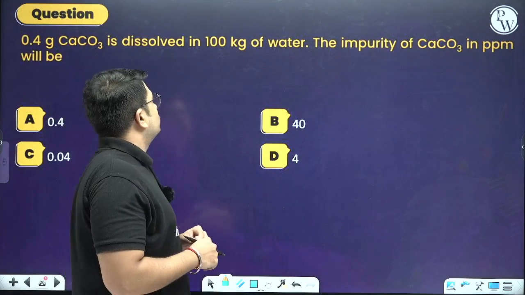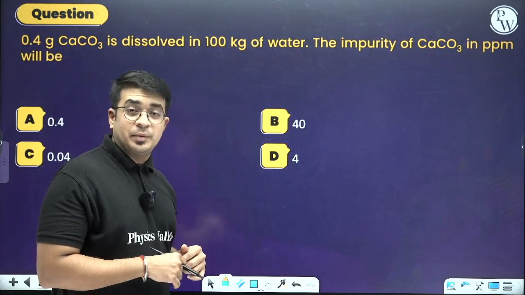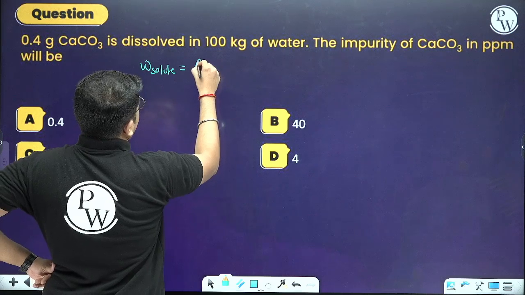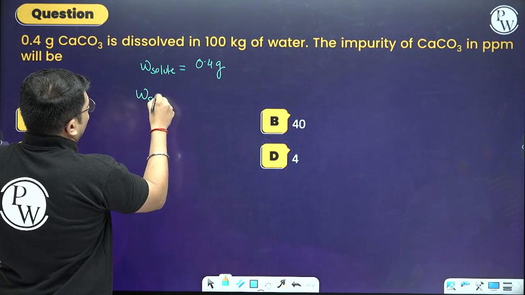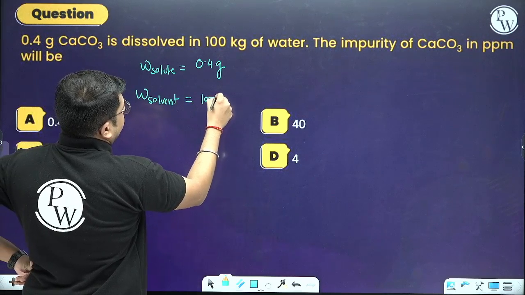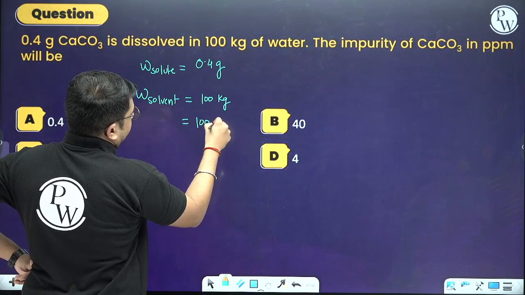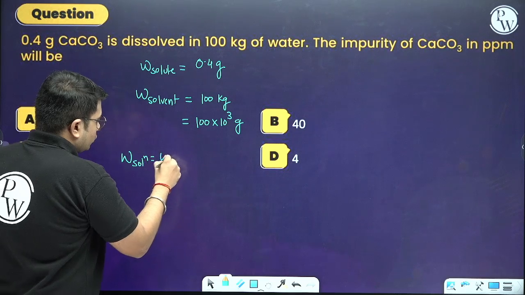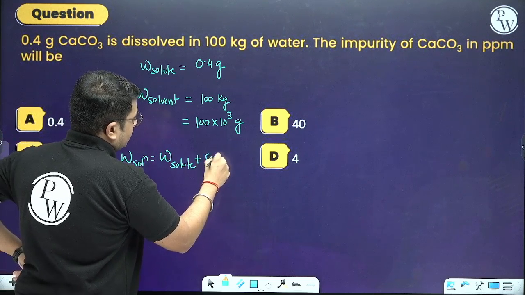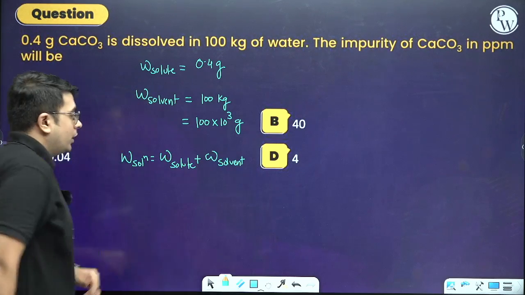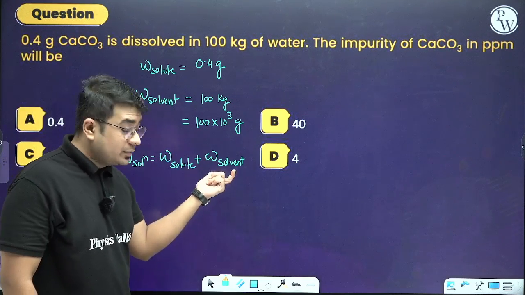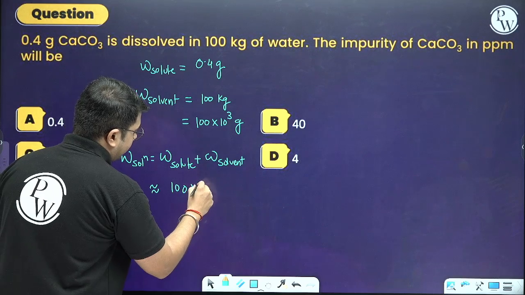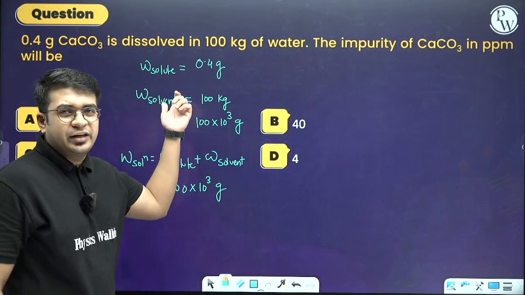0.4 gram CaCO3 is dissolved in 100 kilogram of water. The impurity of CaCO3 in ppm will be? So we know that W of solute is basically 0.4 gram. W of solvent is given, which is 100 kilogram, or I can say 100 multiplied by 10 raised to the power 3 grams. W of solution will be equal to W of solute plus W of solvent. This solute is only 0.4 gram, but the solvent is 10 raised to the power 5 gram, which is very, very large. So I can simply say the solution is equal to 100 multiplied by 10 raised to the power 3 grams only, because a very small amount of solute is present.